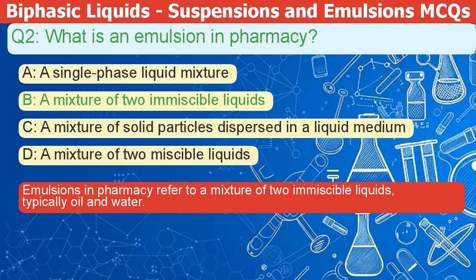The correct answer is B. Emulsions in pharmacy refer to a mixture of two immiscible liquids, typically oil and water.